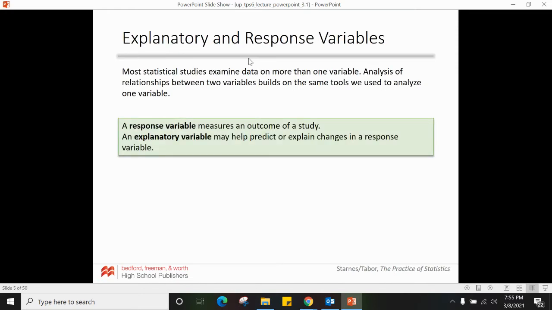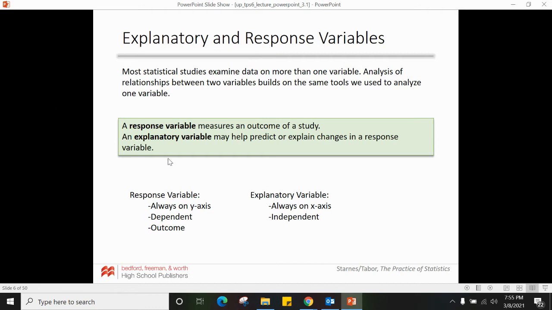So the response variable measures the outcome of a study, and then the exploratory variable may help predict or explain changes in the response variable. Now down here, I added these two things just so you have it to help remind yourself, but you should not use these words, okay? We should always use response variable and exploratory variable. You should not use dependent, independent. In stats, we use the response variable and the exploratory. So I'm writing this just one time for you to recall and remember, but then we're going to use response and exploratory.